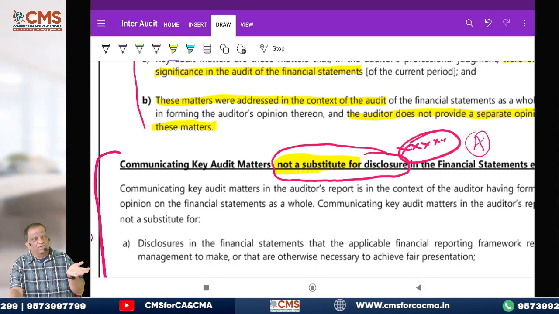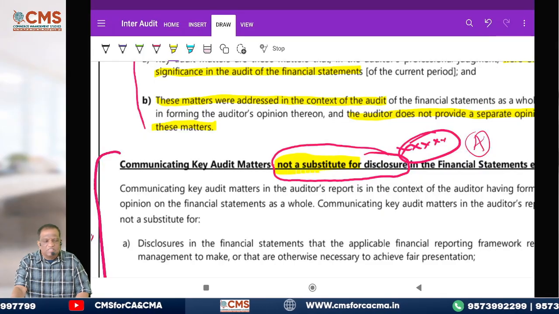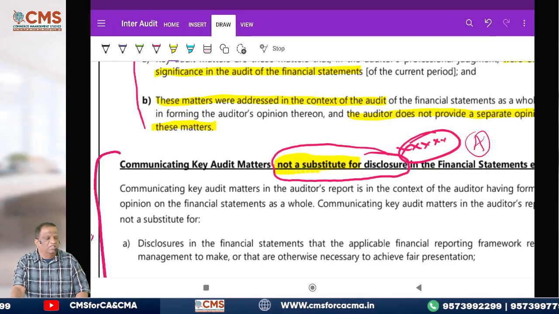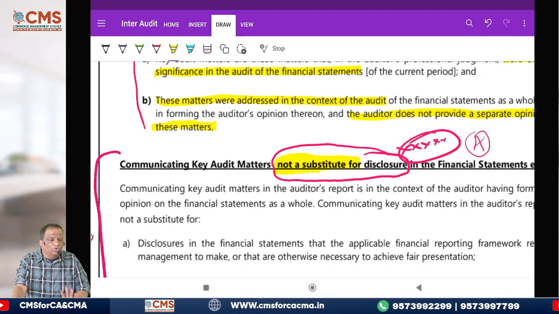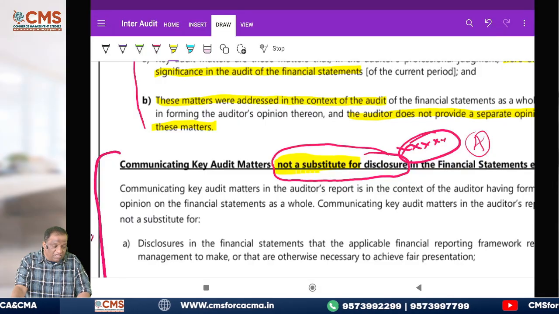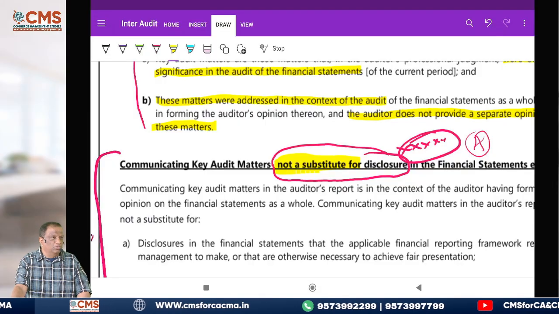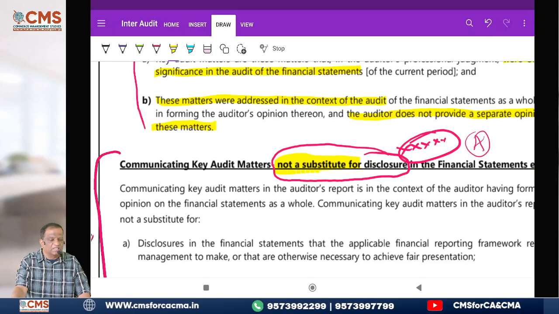Now UDIN, optional or mandatory? Mandatory. Now is it required only on financials or certifications? Everything, every attestation by the auditor must have a UDIN. Now who will generate that UDIN? Auditor himself has to generate. And where will he generate? UDIN portal. And it has to be disclosed in the report, whatever he is attesting to.